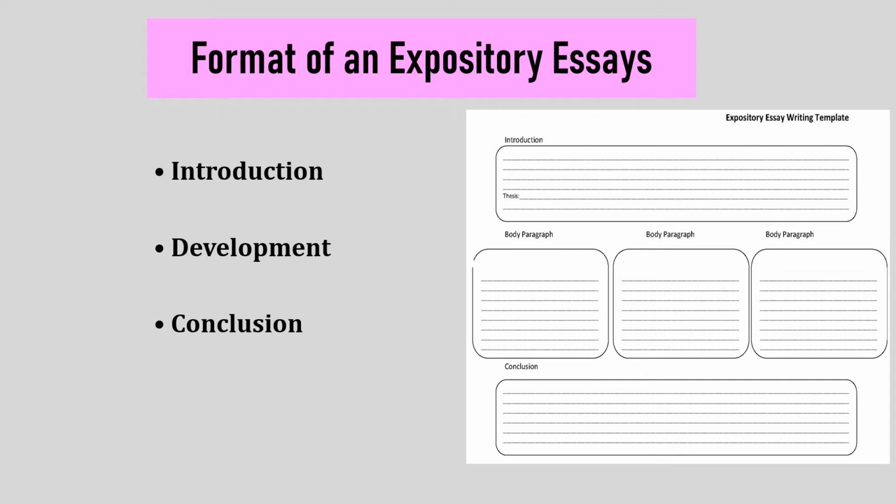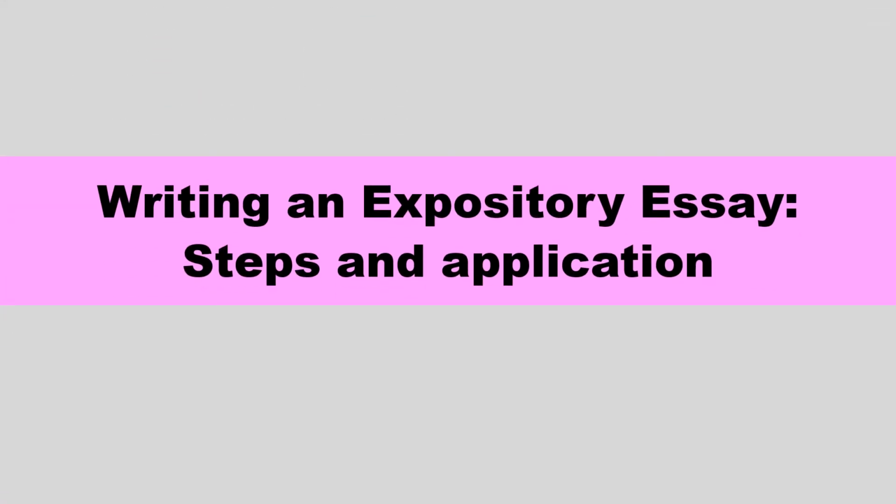The development, which is usually the second, the third, and the fourth paragraph, provides reasons and explanations for the thesis statement. The last paragraph is a conclusion, and usually in the conclusion you wrap up your ideas and restate the thesis statement. Now let's see the steps to write an expository essay and how to apply them on an example.